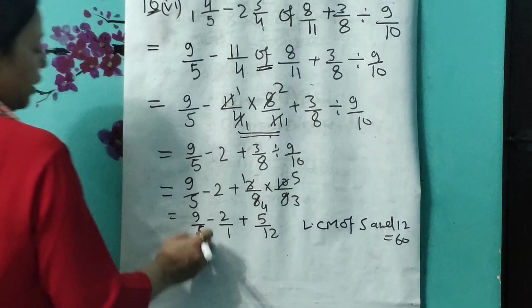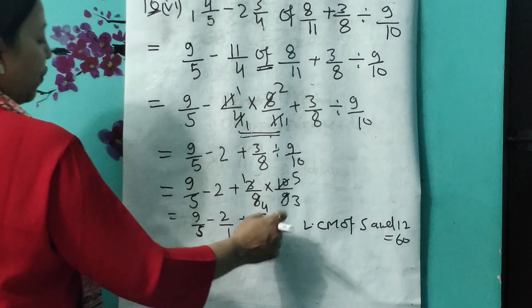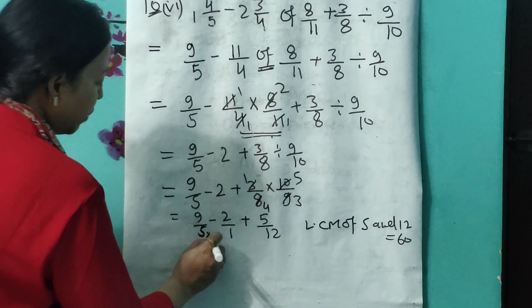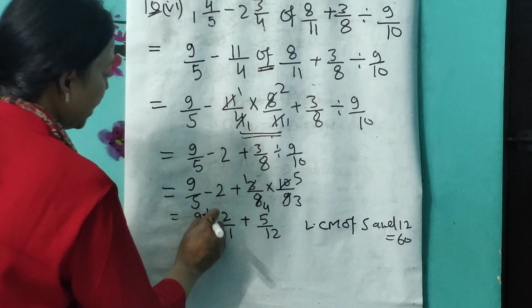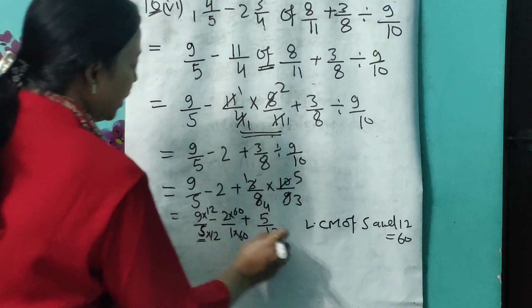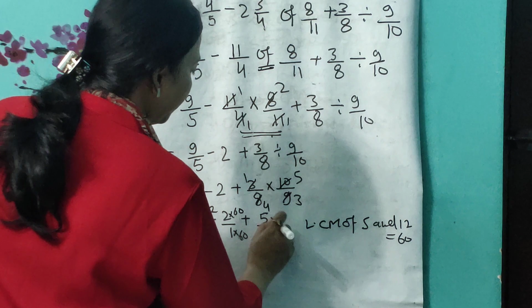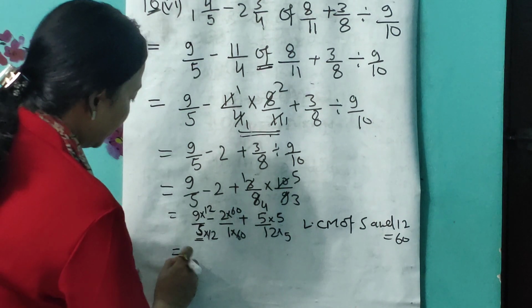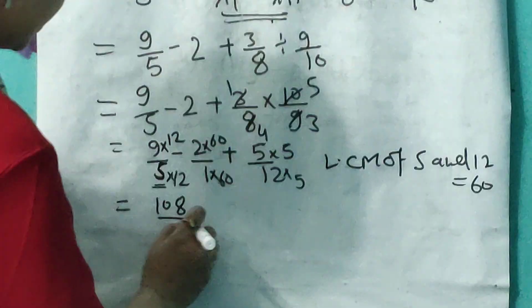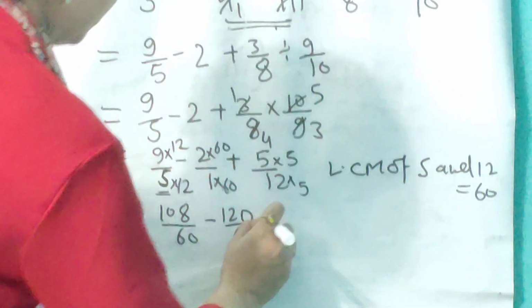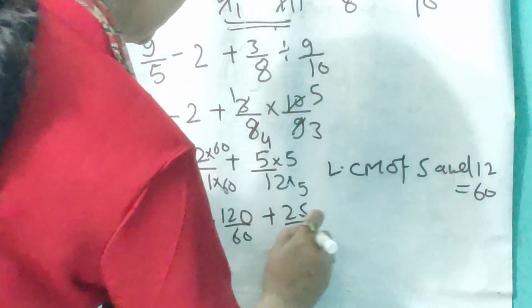So now you will make the fractions like fractions by making the denominator the same. For that you will multiply 5 with 12 and here also with 12. Here you will multiply with 60 and here you will multiply with 5. So to make the denominator same, make like fractions. 12 nines are 108, 12 fives are 60, minus 120 by 60 plus 25 by 60.